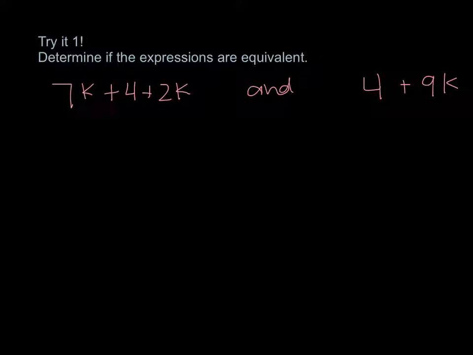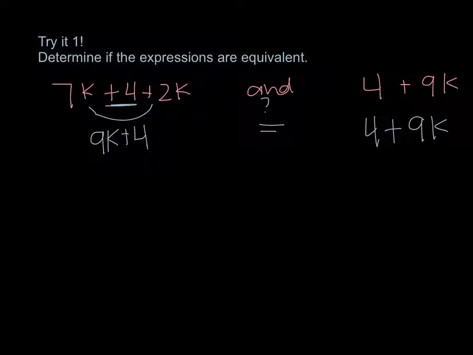Alright, when you tried this, I hope that you did the easy way, or the method where you simply combine like terms. 7k plus 2k is 9k. What I have left is plus 4. And then I also have 4 plus 9k. Are these equal expressions? Yeah, because we have just the commutative property. I can move 9k and 4 around, and they're still the same. So yes, these are equivalent.